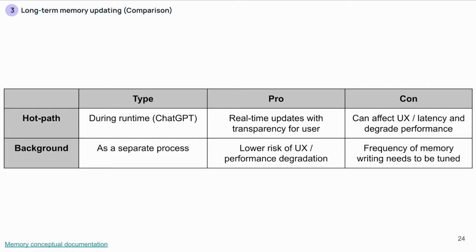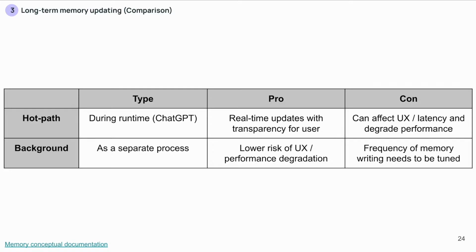Alternatively, you can run memory creation in the background as a separate process, with lower risk of user experience or performance degradation, but the frequency of memory updating then needs to be carefully tuned. If you want memories to be immediately accessible, then you need to make sure that your memory service is running at sufficiently high frequency such that the memories are created as you need them.